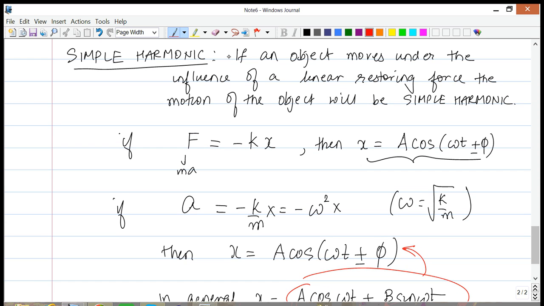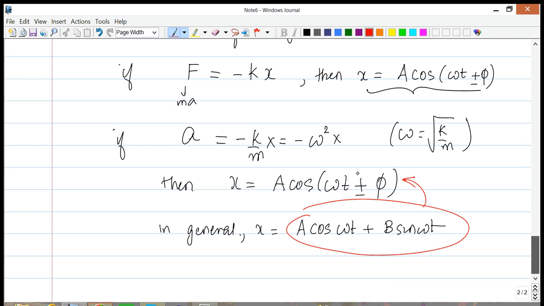If the force is a linear restoring force, which makes the acceleration also linearly dependent on the position, the negative sign is very important here, because if instead of a negative it is a positive sign, then the object just gets kicked out and never comes back. So we want the object to come back, and when this happens, what we know is that x will be equal to a cosine omega t plus phi.